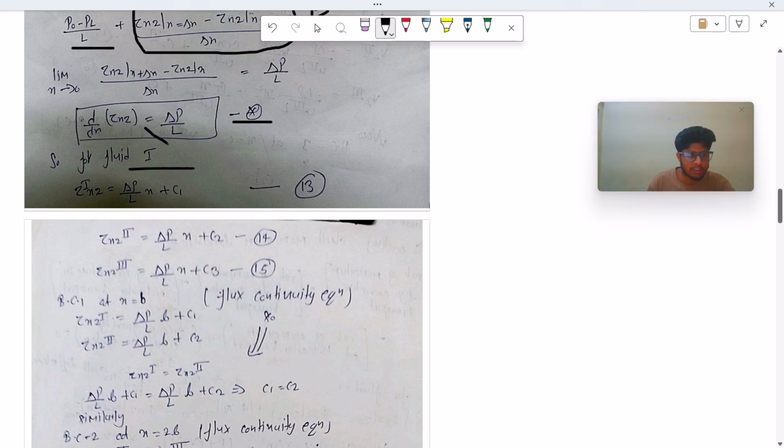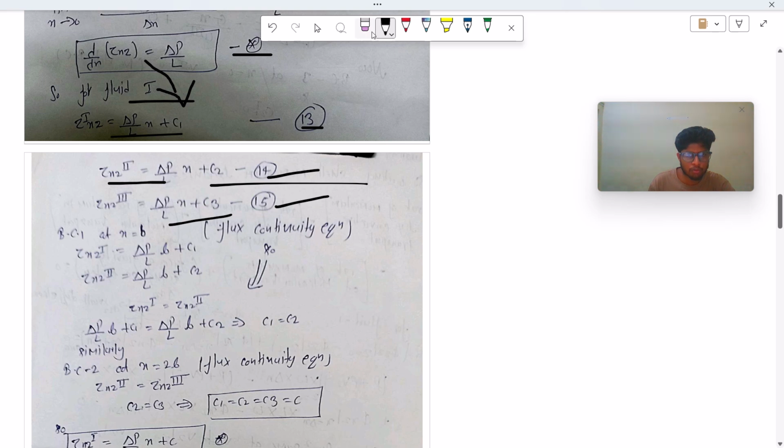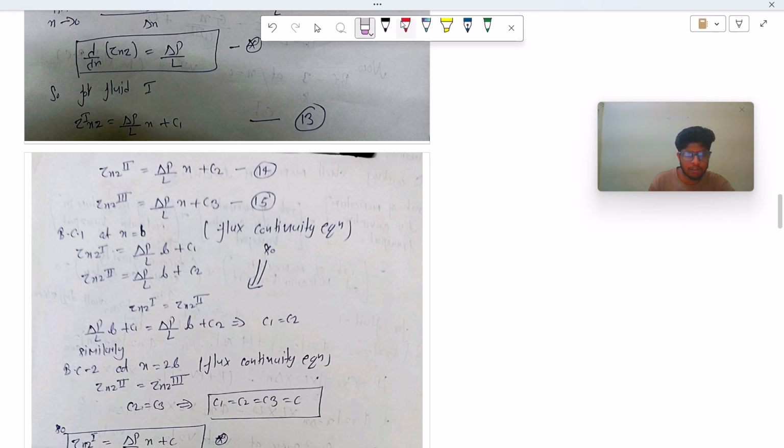First of all, you have to integrate this equation with respect to x. We get tau 1 xz equal to delta p upon L into x plus c1. Similarly for fluid 2 and fluid 3; this is for fluid 2, this is for fluid 3. We write the 13th, 14th and 15th equations. So we have three constants, c1, c2 and c3, and we need to find all these constants. So we have to use our boundary conditions.